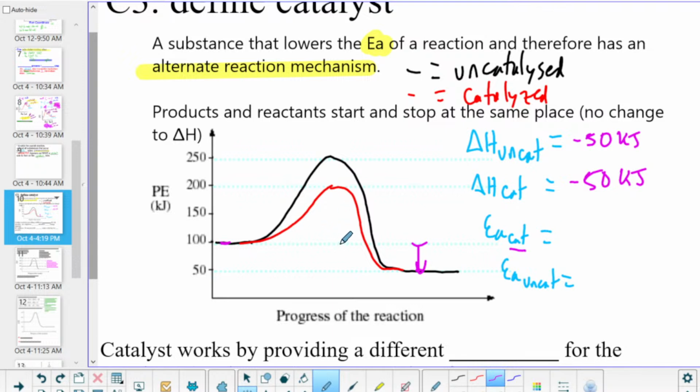Wait, black or red? The red one. The red one is 100. Okay, you're confusing me. The red one is the catalyzed one. So when I asked you catalyzed before uncatalyzed, perhaps. Well, it's probably good I asked it in that order then, just to be a little bit more confusing.